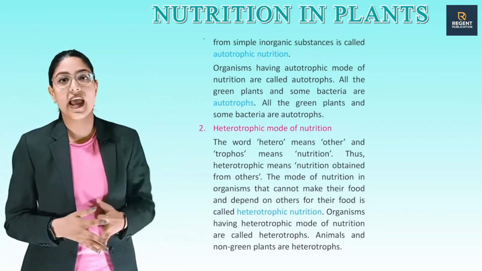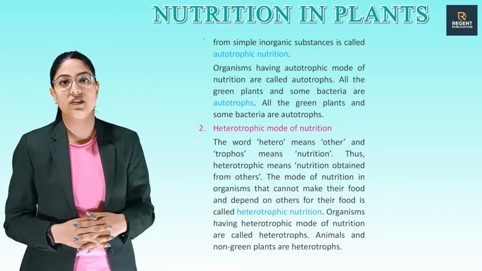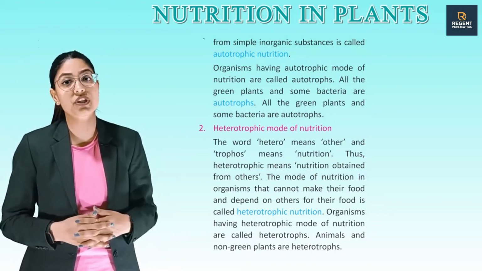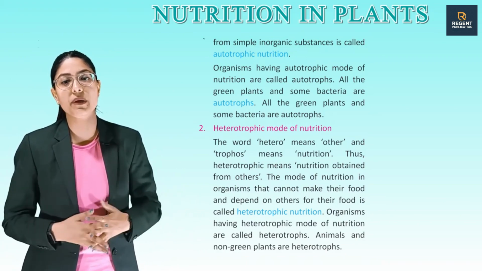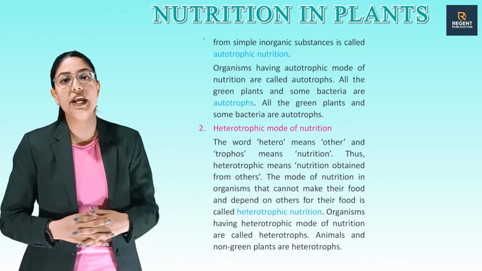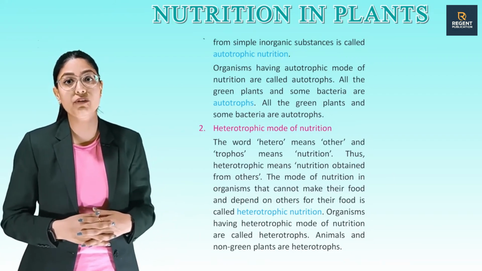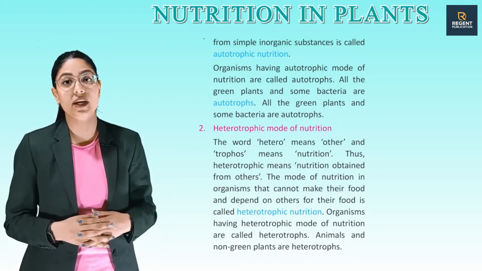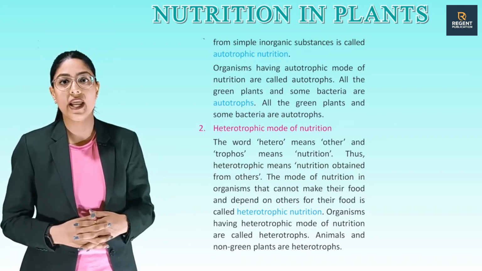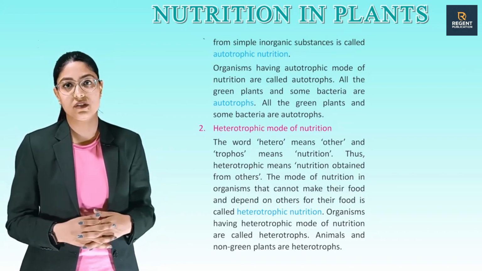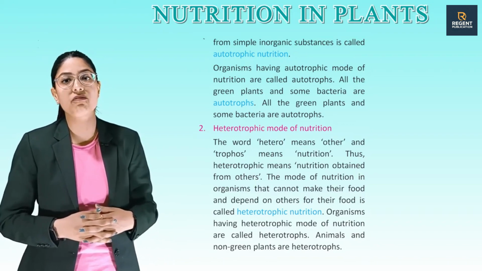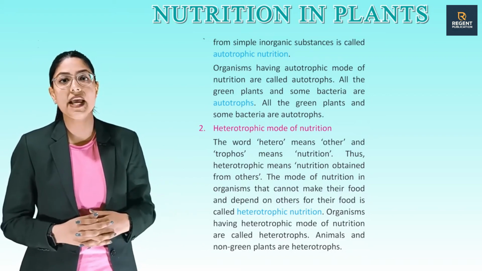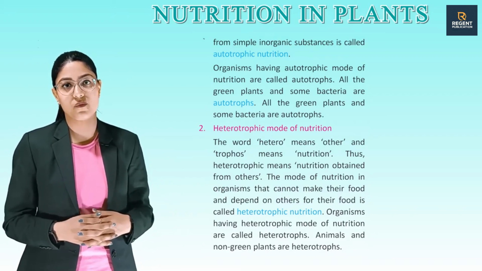The second one is heterotrophic mode of nutrition. The word hetero means other and troph means nutrition. Thus, heterotrophic means nutrition obtained from others. The mode of nutrition in organisms that cannot make their food and are dependent on others for their food is called heterotrophic nutrition. Organisms having heterotrophic mode of nutrition are called heterotrophs. Animals and non-green plants are heterotrophs.